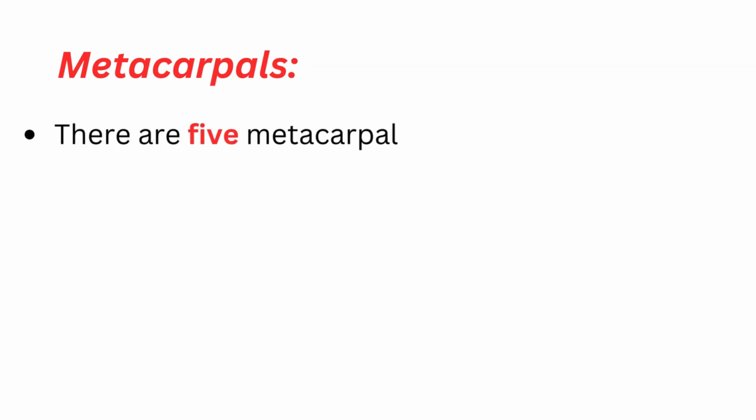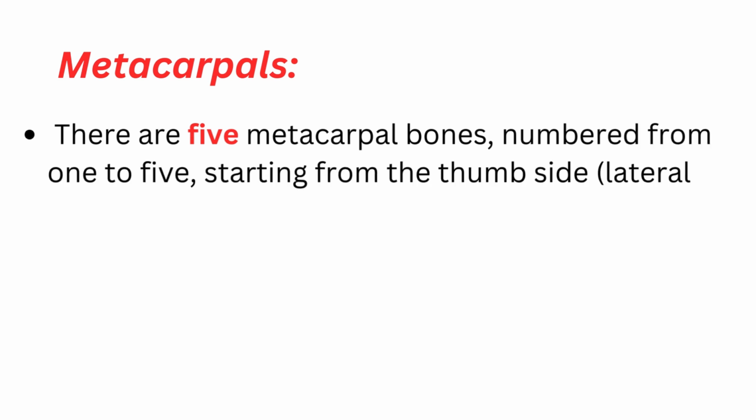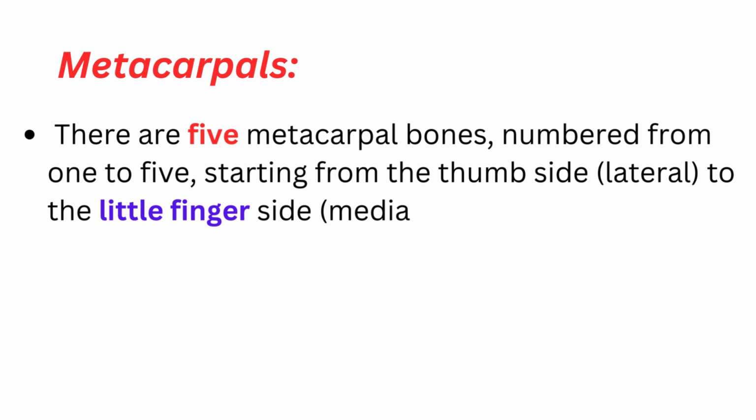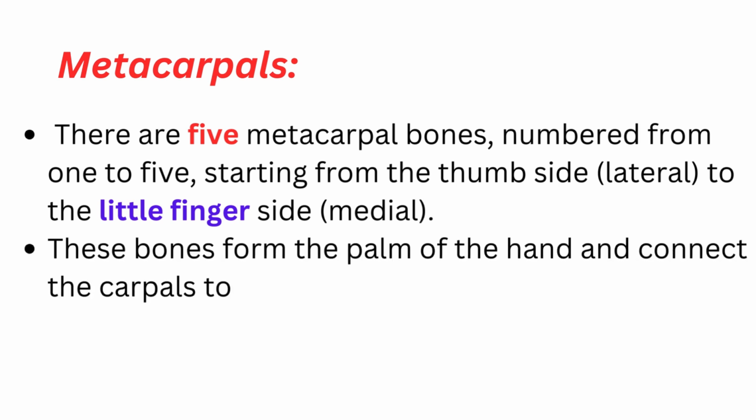Metacarpals. There are 5 metacarpal bones, numbered from 1 to 5, starting from the thumb side (lateral) to the little finger side (medial). These bones form the palm of the hand and connect the carpals to the phalanges.